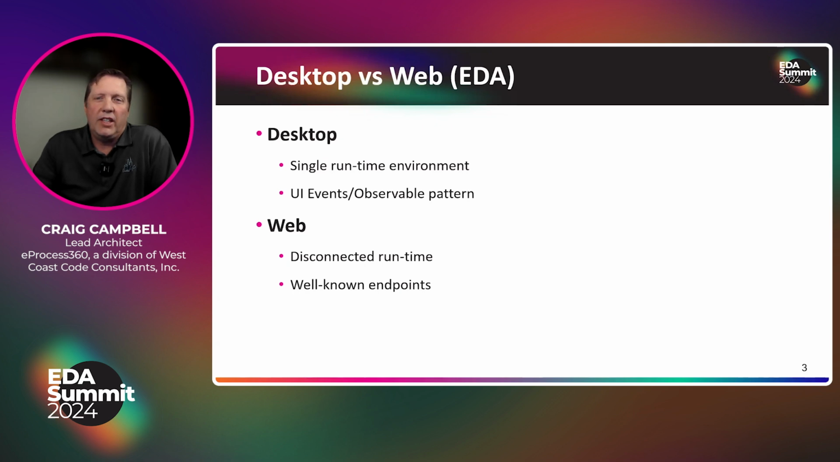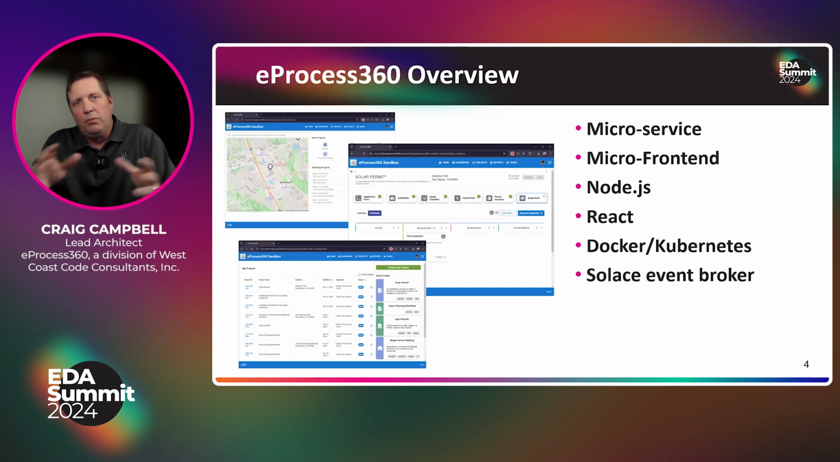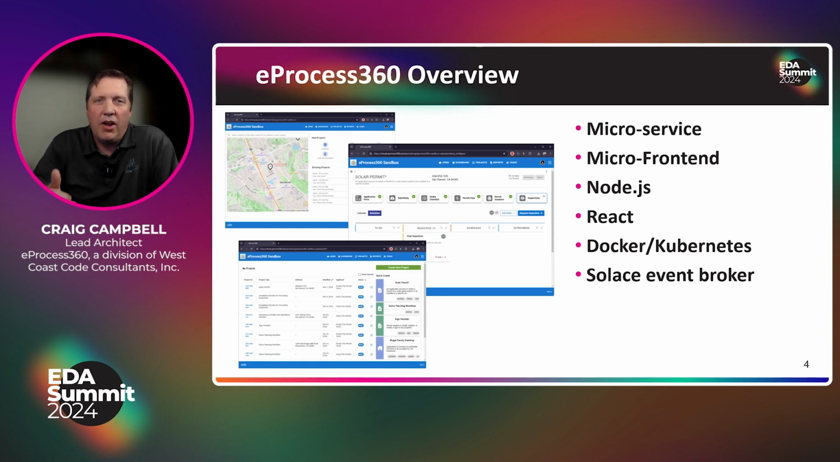The next piece that I will show you is the application that I've been working on over the last several years. After my years of experience, I finally got my opportunity to create my own application. And so eProcess 360 is a web-based, cloud-based permitting system that is pretty simple in form and function, but allowed me the opportunity to work through a lot of things.